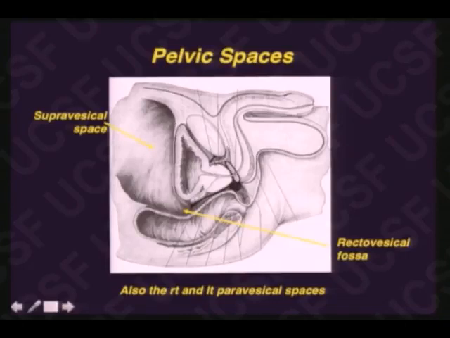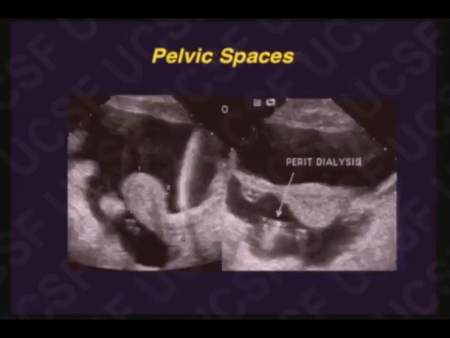We see the bladder in the position of the supravesical space, the position of the rectovesical fossa posterior to the bladder and in front of the rectum. And then we also have the right and left paravesical spaces. I'll point out momentarily. Here in this female who's undergoing peritoneal dialysis, we can see that the peritoneal dialysate is in the supravesical space and the cul-de-sac.